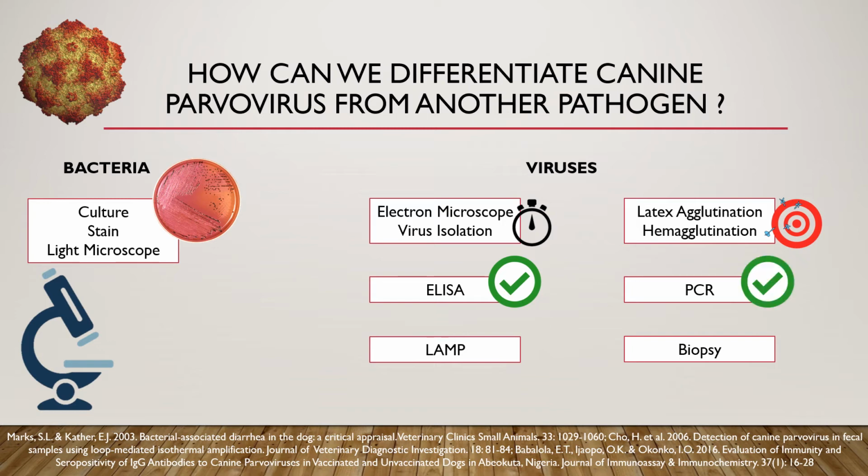A new technique, the loop-mediated isothermal amplification, also known as LAMP, is very fast, has an extremely high sensitivity and produces an end product visible to the naked eye. It also doesn't rely on a thermal cycler, and so this is a bit more accessible.